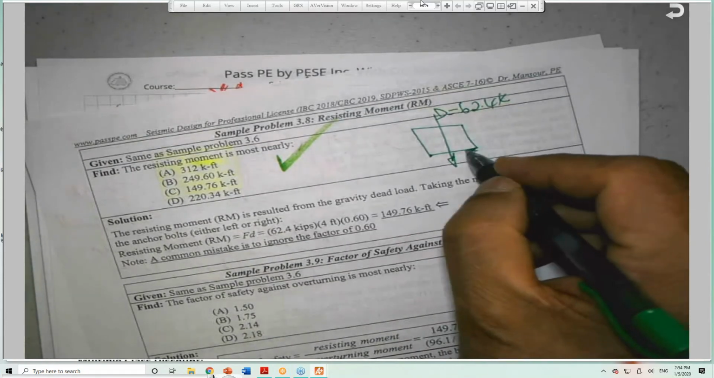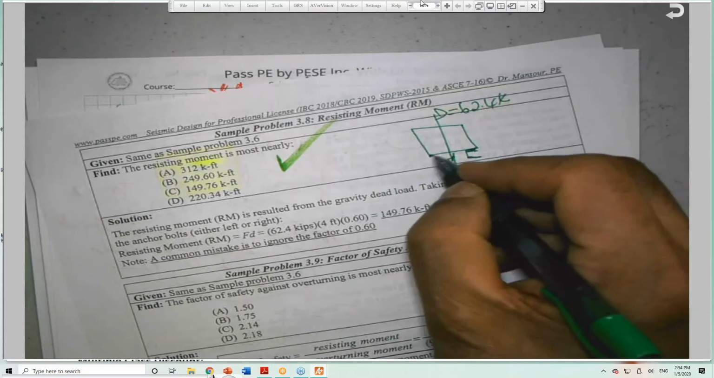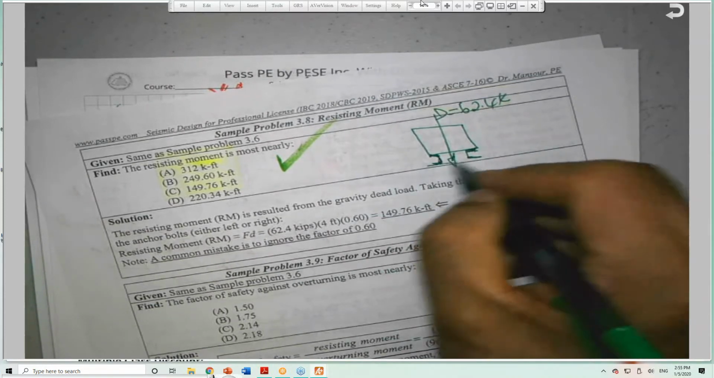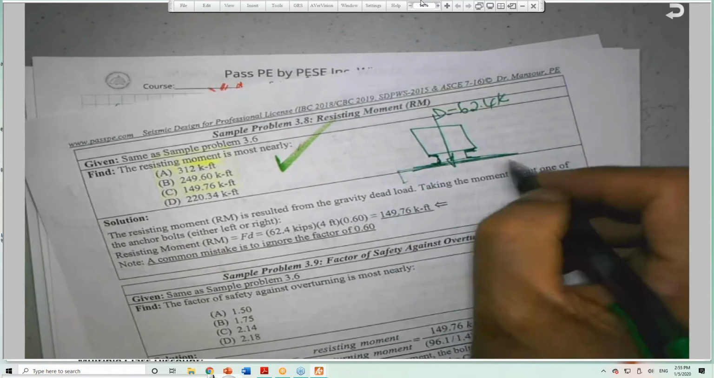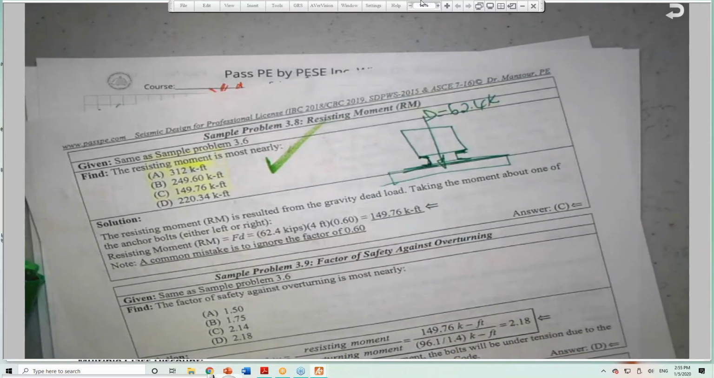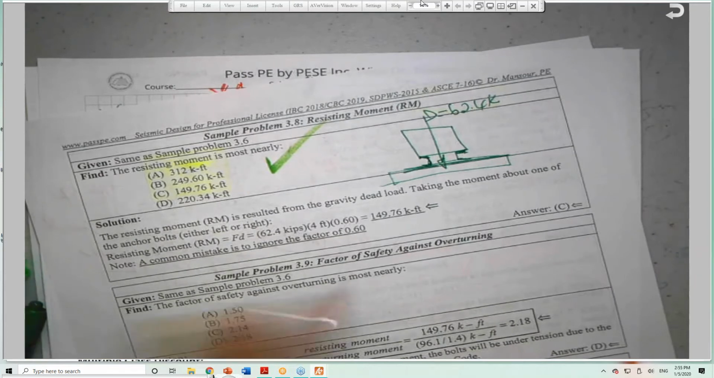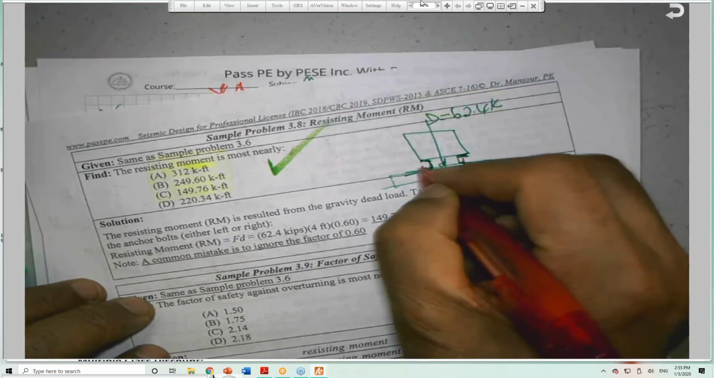So this is the channel, here it is. And this is the channel, here it is. And this is a concrete slab. And we anchor the C channel. If you look at the diagram closely, you'll find there is a bolt here, and there is a bolt here, and one on each side. So the distance from here to here is 4 feet.